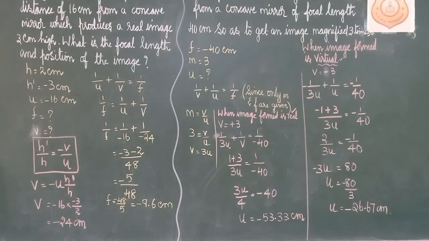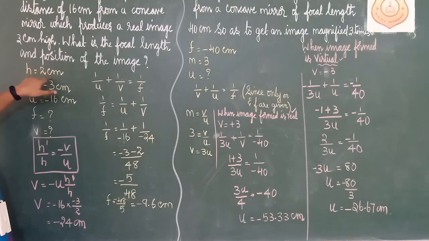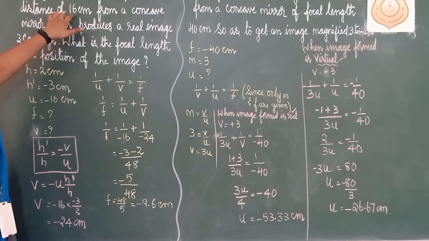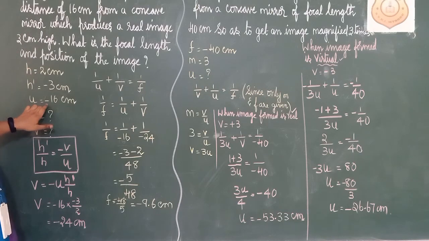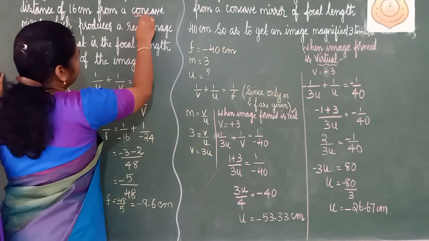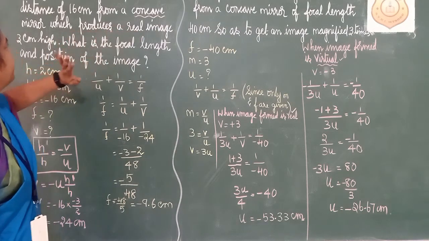We'll see a few more numericals. See, an object 2 centimeters high, so height of the object is 2 centimeters, is placed at a distance of 16 centimeters. u is equal to 16. Which mirror? Concave mirror. So automatically u is equal to minus. In convex also, u is always minus, because we have studied that the object should always be placed on the left hand side of the mirror. Which produces a real image.